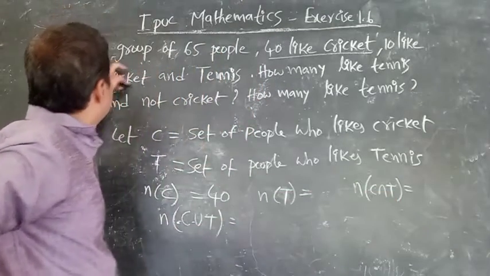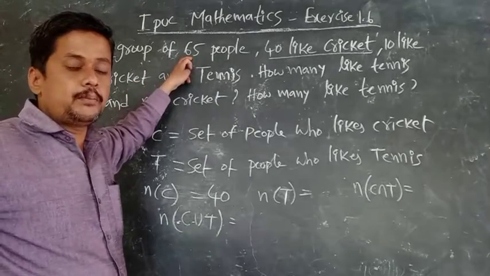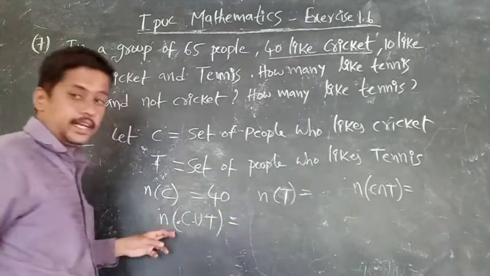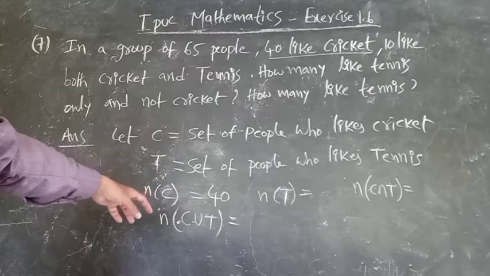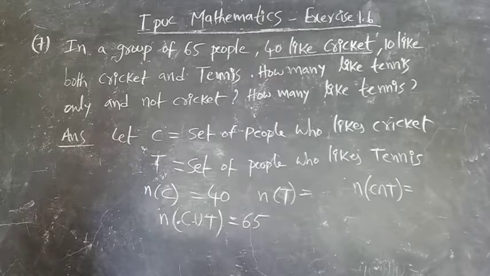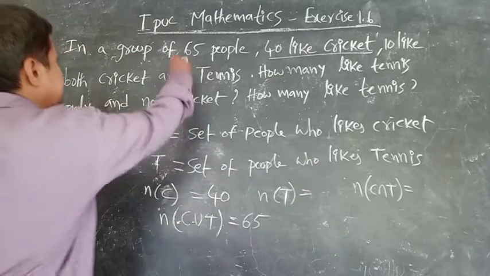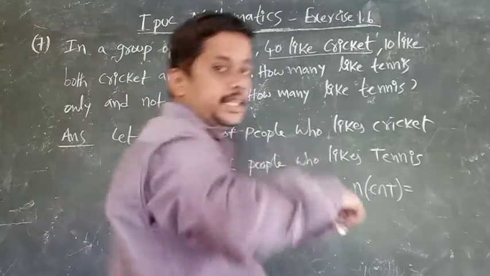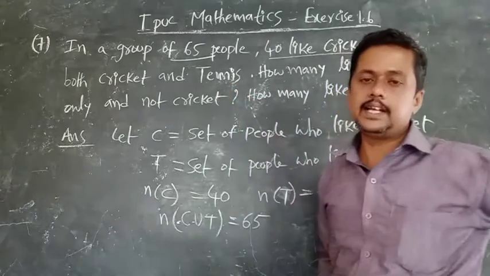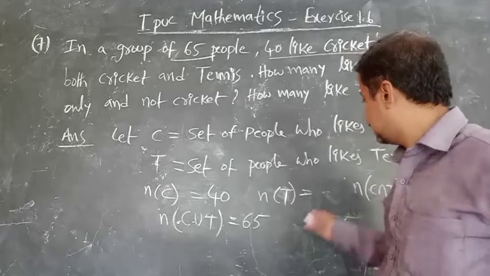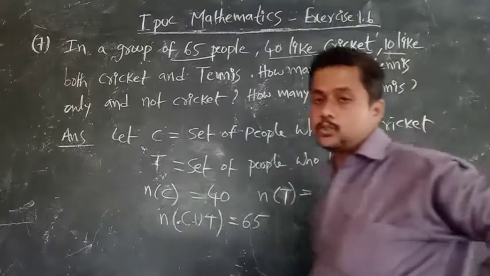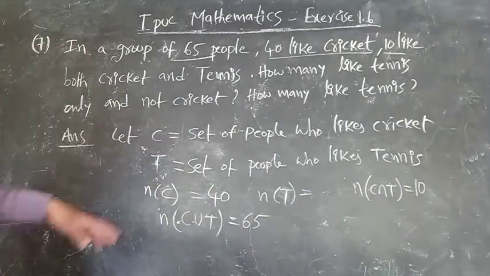In a group of 65 people means what? Group means union. So 65 is considered as union, n of C union T equals 65. And another one, intersection is there. 10 like both cricket and tennis. And represents intersection. So n of C intersection T equals 10.